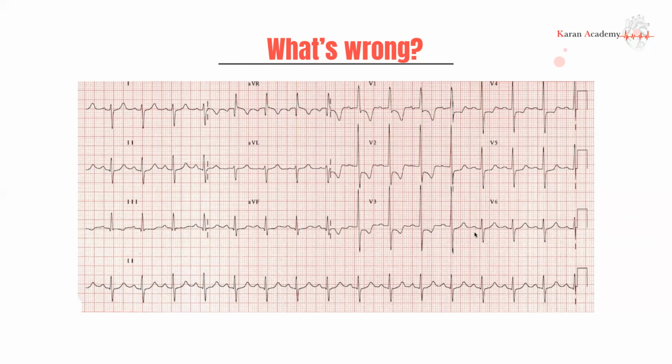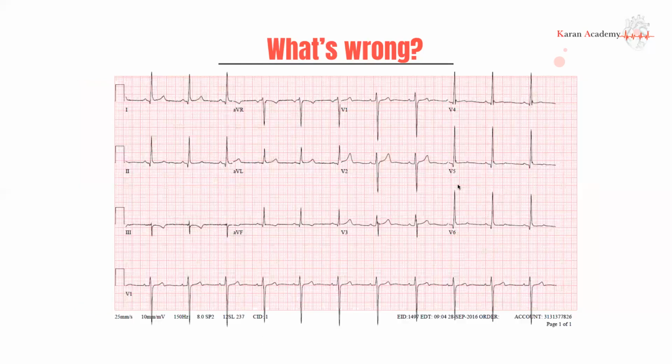You have 6 big boxes adding up the R in V2 and the S in V6, sorry, we should go for V5, my bad. So 1, 2, 3, 4, 4.5, 5.5, about 6.5, right? What was the threshold? It was 2. The threshold for RVH was 2. We have 6.5. This is right ventricular hypertrophy.